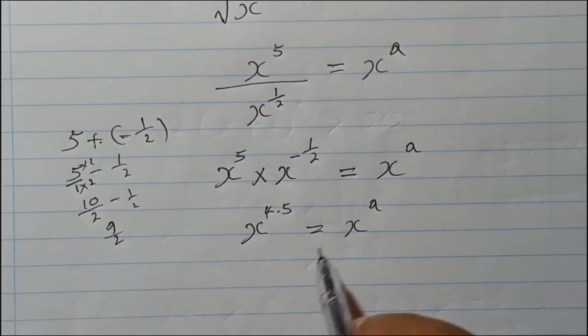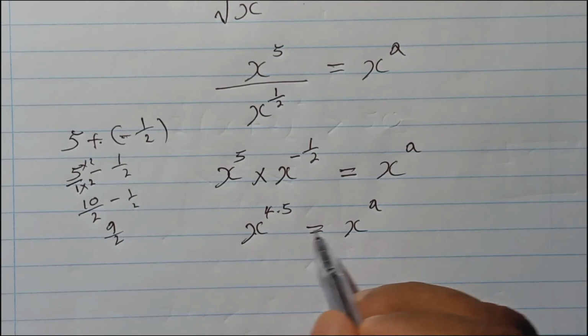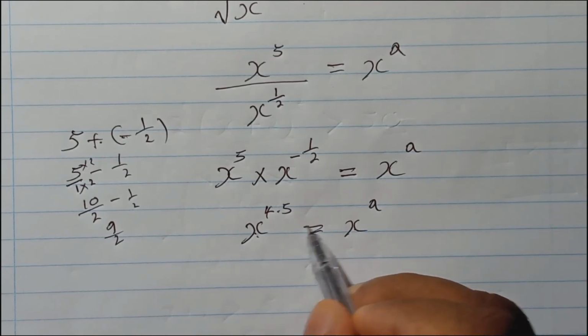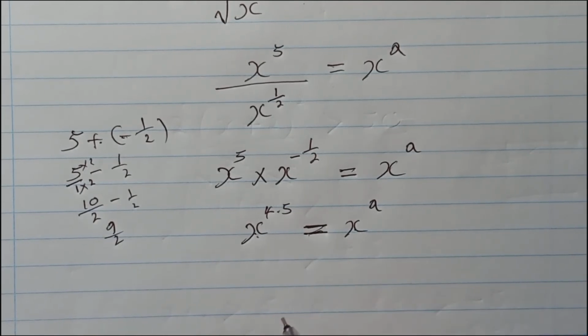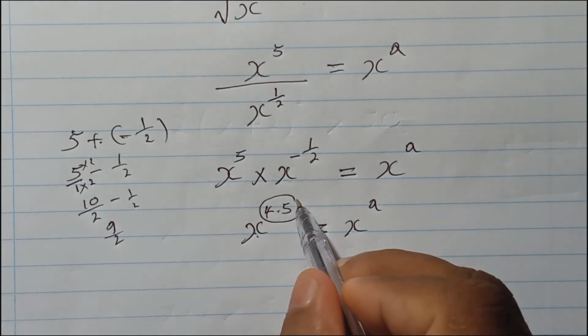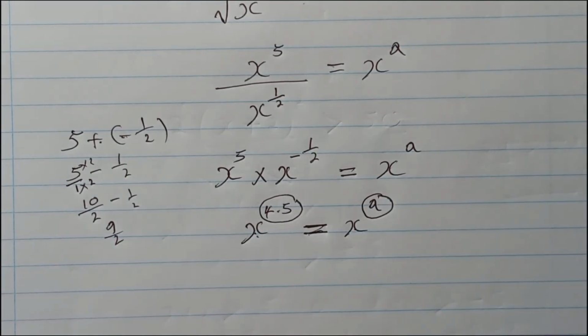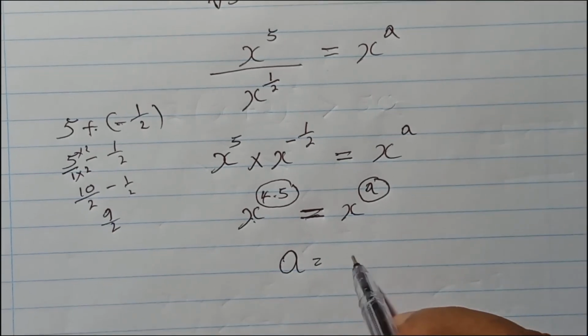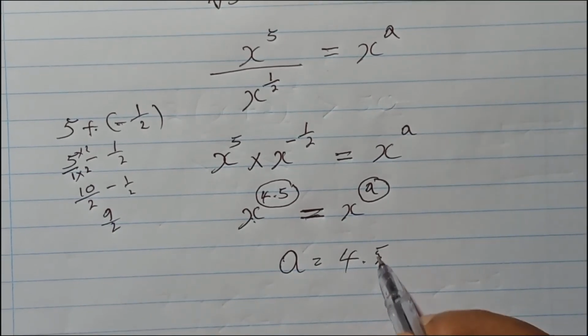Now you can see here this is the same base, x, and they put an equal sign. That means definitely this must be equal to this. So you can write a equals 4.5. That's the answer for a.